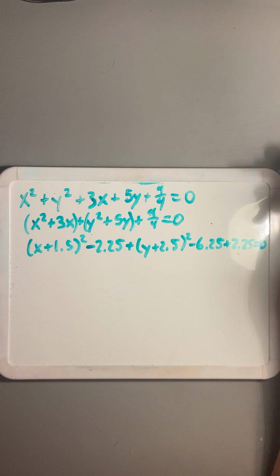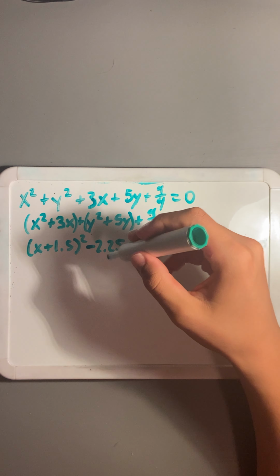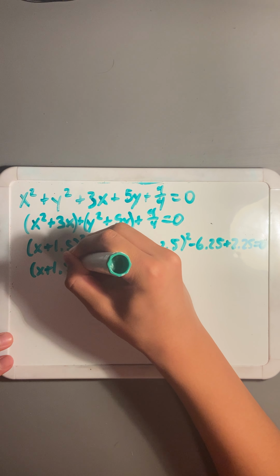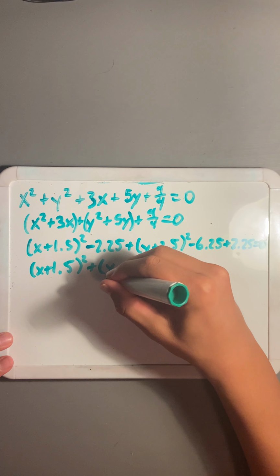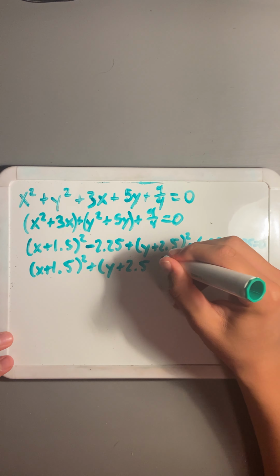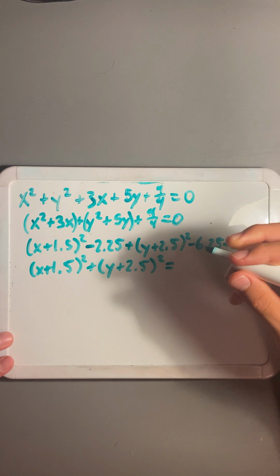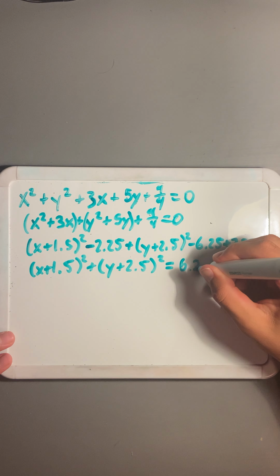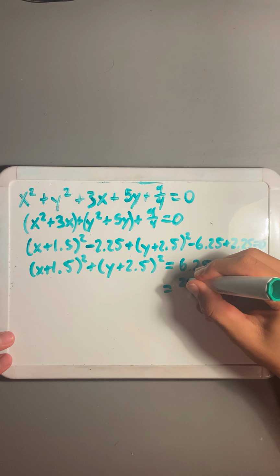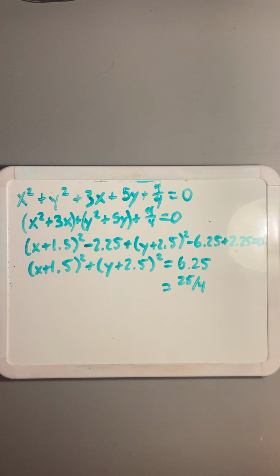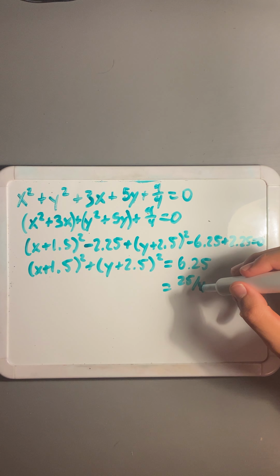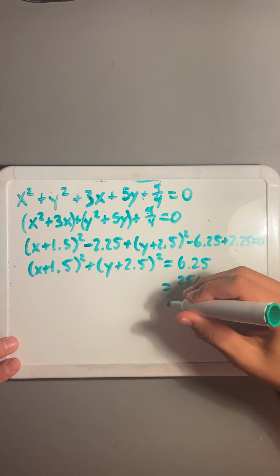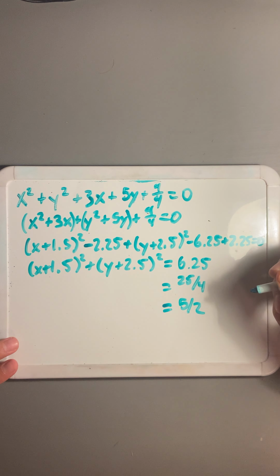Now what we're going to do is basic addition and subtraction. The .25's cancel out, and you add 6.25 on both sides. This becomes this, which is basically equal to 25 over 4. From what we know, this value is r squared, so taking the square root of this gives 5/2.